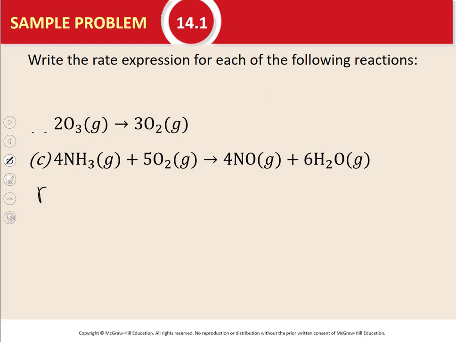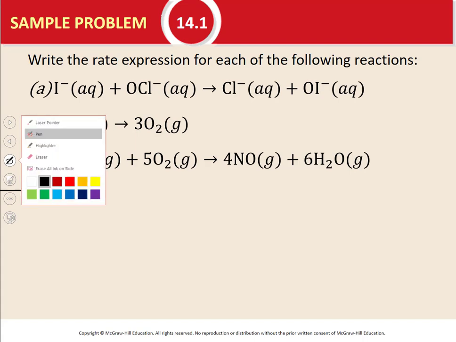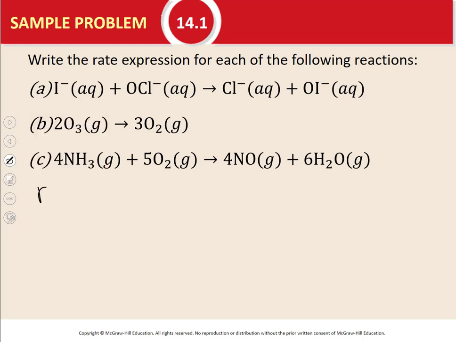So, for A, the first rate in terms of I minus, is it going to be positive or negative? Negative, good, because it's a reactant, so I'm going to have a negative in front. And then my stoichiometric coefficient is just 1, so we could write 1 over 1, or we could just leave it. Change in concentration of I minus over change in time. And that is your first rate expression. That's all there is to it.